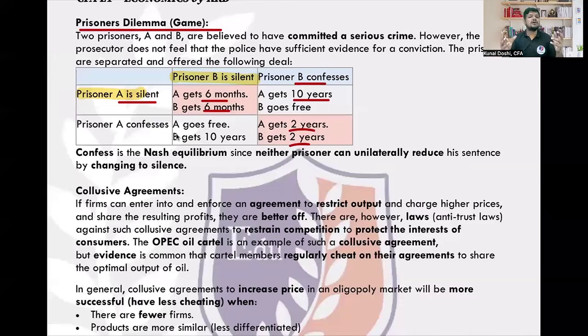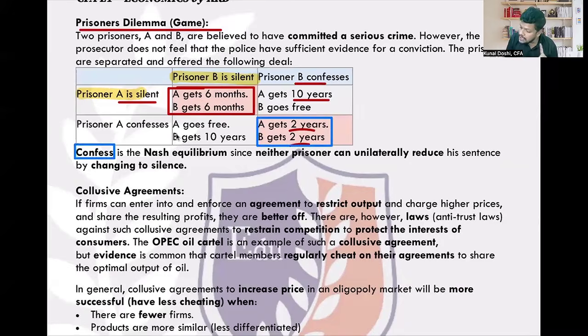So in that fear that the other person can go against me and I'll be in prison for 10 years, what happens? Instead of choosing the best alternative of both remaining silent, they fear that if I don't cheat, the other will cheat. So eventually, they both end up confessing and not getting the best alternative. That is what the Nash equilibrium says. Professor John Nash, who got a Nobel Prize, by the way, mentioned that Nash equilibrium is where they both confess rather than remaining silent.